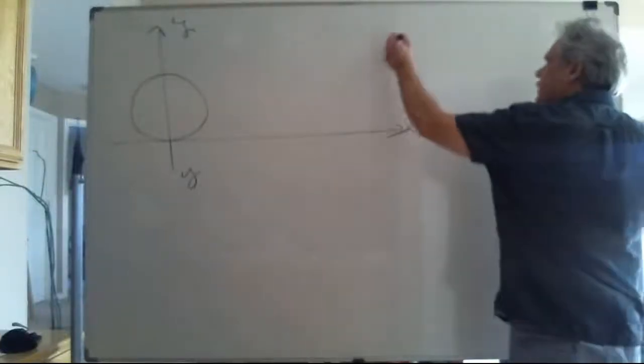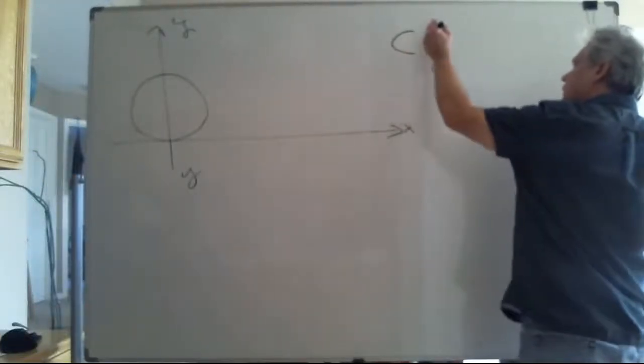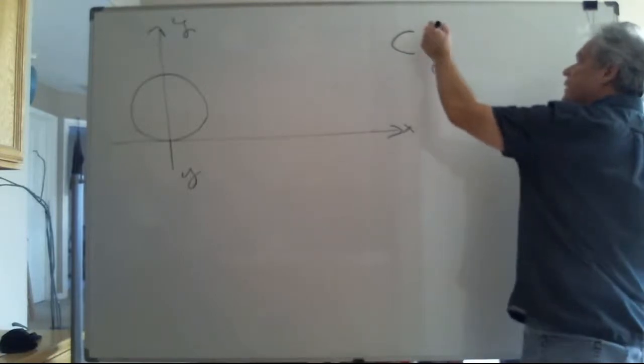What I want to do next is generate a set of parametric equations that will generate what I refer to as the cycloid.